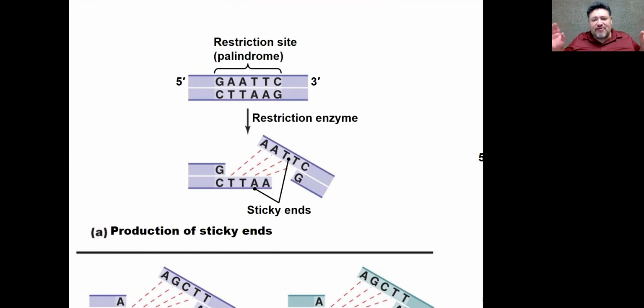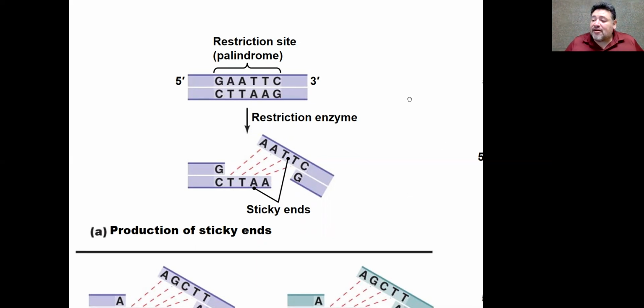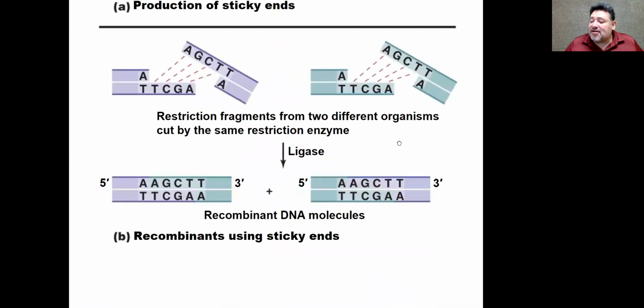So if you cut two different pieces of DNA with the same restriction enzyme, they're going to have complementary sticky ends. And that's what we want, because these things find each other in a test tube. They find each other and they stick to each other due to this complementary hydrogen bonding. Okay, so this is what the sticky ends look like.